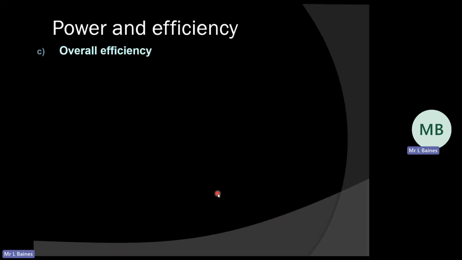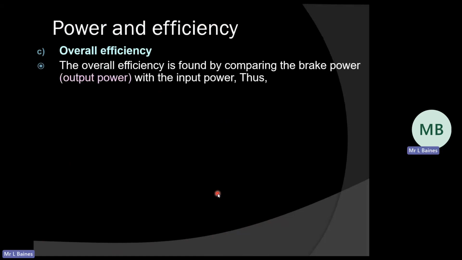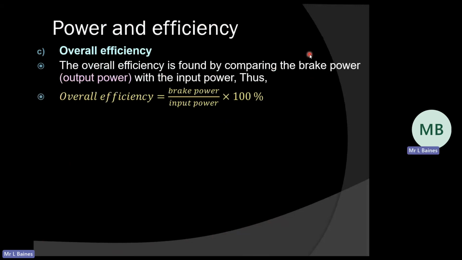Then we can look at overall efficiency. All right. And this is looking at the brake power, so my output power, compared to the input power. Okay, so of all of the energy that I put in from my fuel, how much comes out as usable energy? Okay, fairly simple. We've got overall efficiency as brake power divided by my input power. Shouldn't be a major surprise for you here, but there's also something else worth noting for this equation.